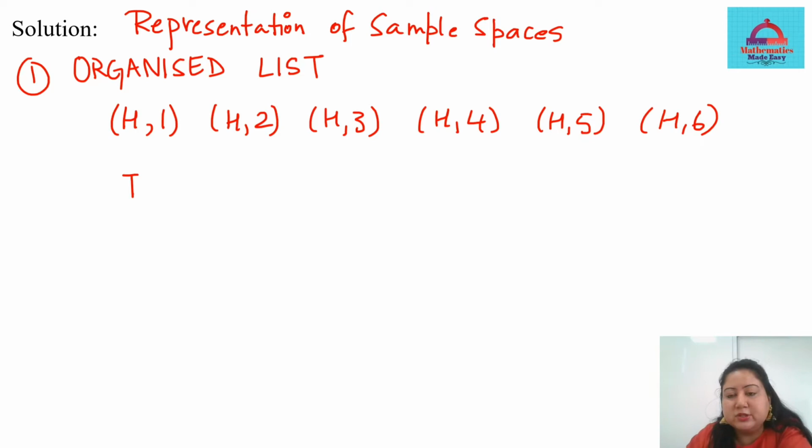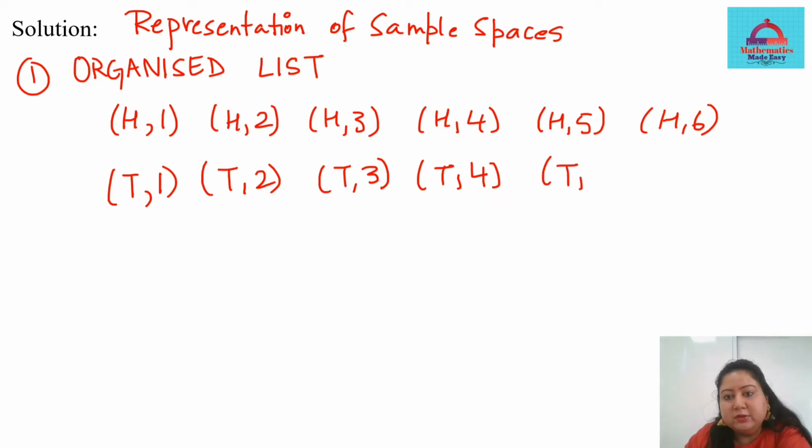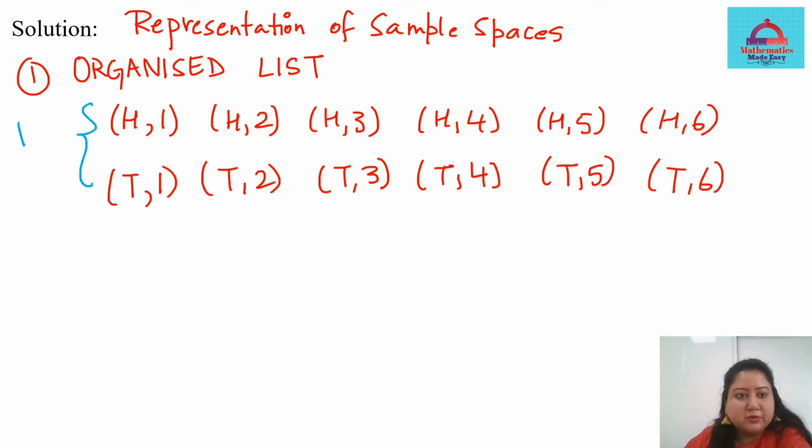These are the possible outcomes that can be listed in this form for the sample space for the first part. Now if you get tail on the coin, again you have 6 outcomes that you can write here. With the tail you have 3, with the tail you have 4, with the tail you have 5 on the die, and tail with 6. I think now we have covered all of the possible outcomes. You can count them, and here you can see there are 12 outcomes that you have listed in this organized list. That was the first representation.